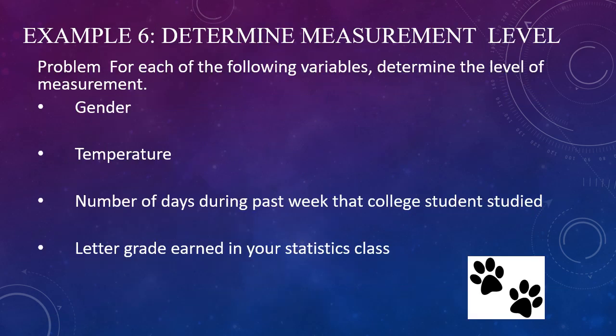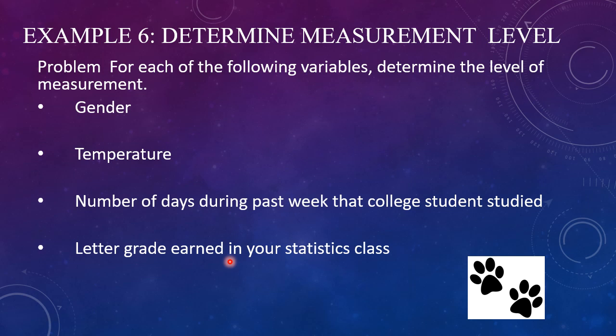It's really a fraction, which is a division problem. So here we have our last example and our last slide for the first section. Example 6, determine measurement level. For each of the following variables, determine the level of measurement: gender, temperature, number of days during past week that college students studied, and letter grade earned in your statistics class. So again, hit pause and try these out and see if you can identify the 4 different types of levels of measurement for each of these. Hit pause, and then when you're ready, come back and hit play.